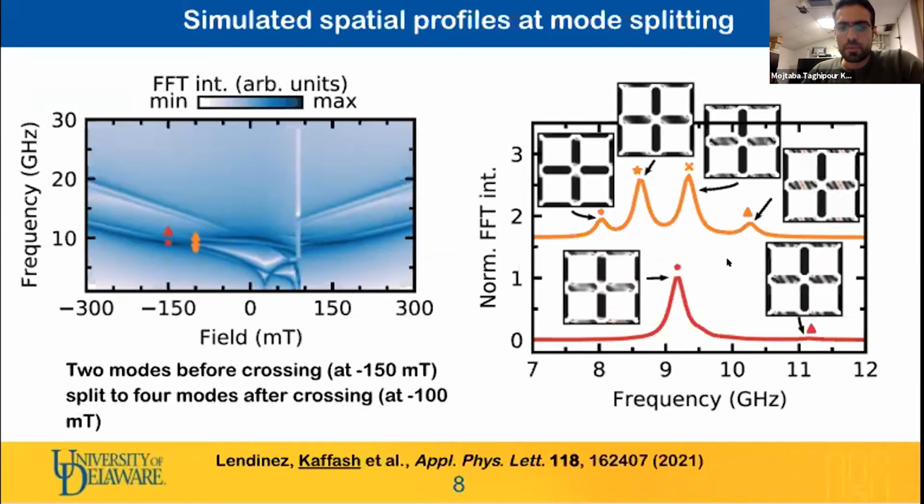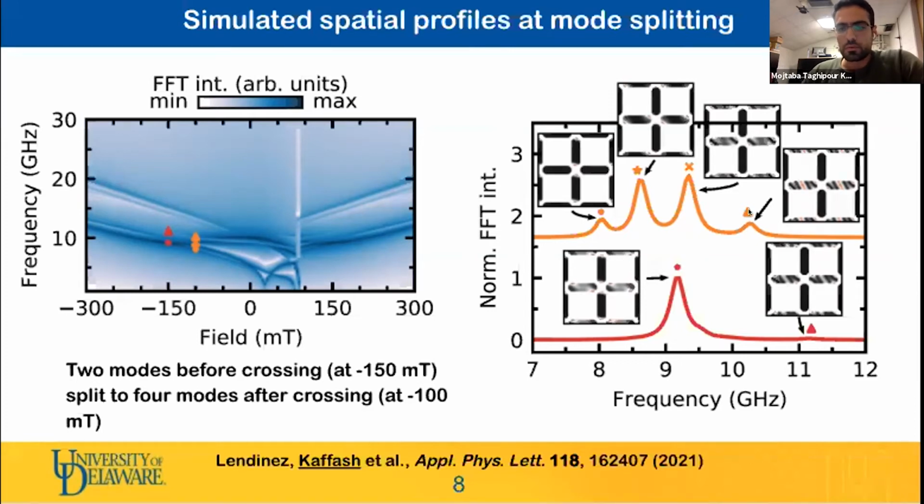However, when the magnetic field is reduced to -100 millitesla, the orange symbols, which correspond to this orange curve here, we observed that the two modes split into four resonance modes. So at -150, we had 1, 2. At -100, we have 1, 2, 3, 4.